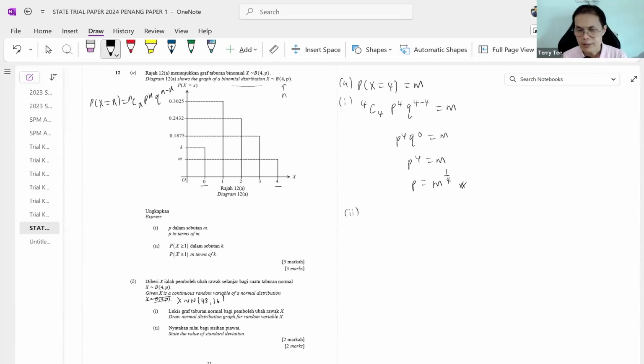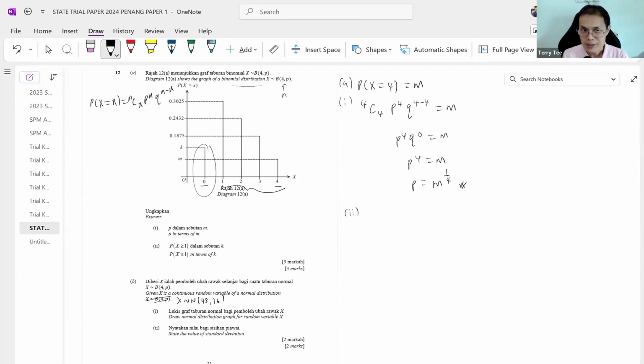Okay, second one you want to find in terms of k. The probability of x greater or equal to 1. We call this at least once, right? So at least 1 is 1, 2, 3, 4. So rather than adding 1 by 1, right, it's easier to use total minus none, because the total probability is always 1, right?